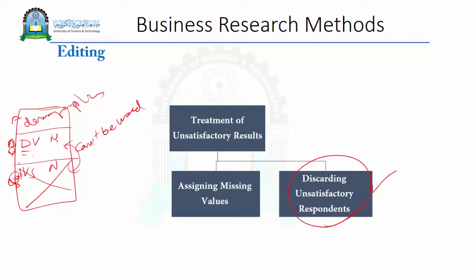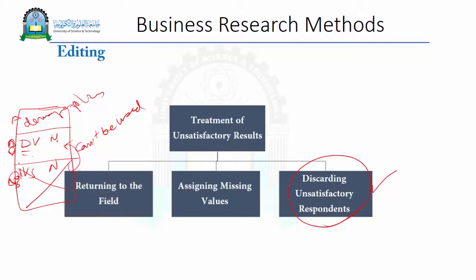The third treatment is returning to the field and collecting more data, and this is also a little bit difficult. So this choice is okay when the missing data is only some items from both sections B and C, which are the DV items and IV items.